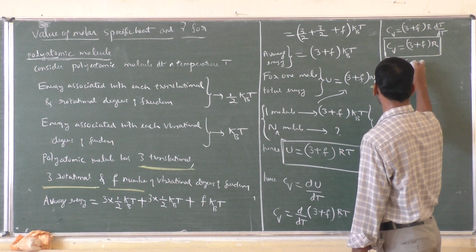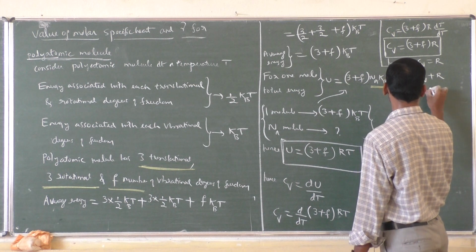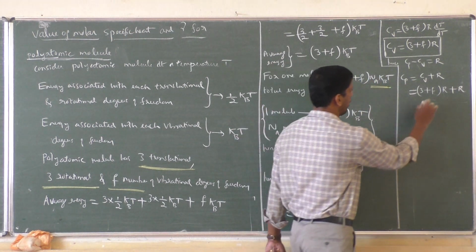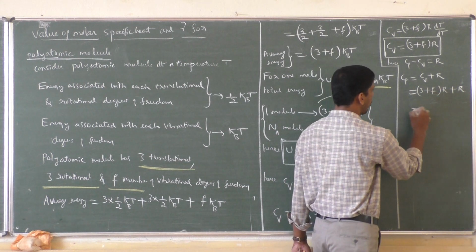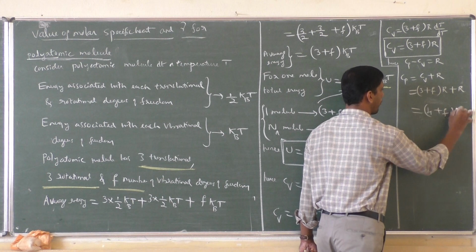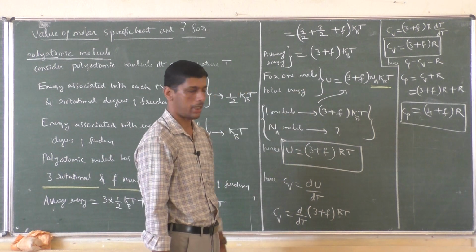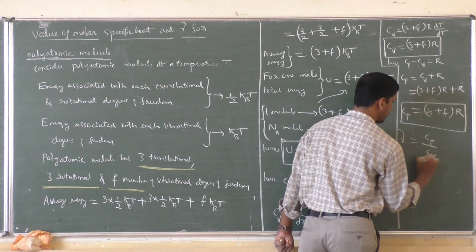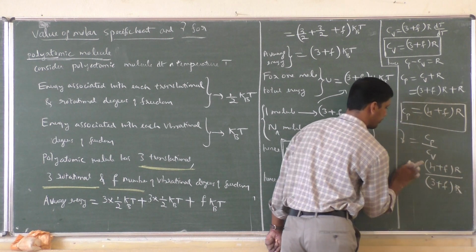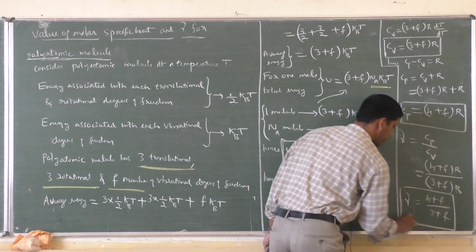We know the formula Cp minus Cv is equal to R. So Cp is equal to Cv plus R, which is 3 plus F into R plus R. That gives 3R and 1R, so 4R. So Cp is equal to 4 plus F into R, whereas Cv is 3 plus F into R. Hence gamma equals Cp by Cv, which is 4 plus F into R divided by 3 plus F into R. R cancels, so it is 4 plus F divided by 3 plus F. This is the gamma value for the polyatomic molecule.